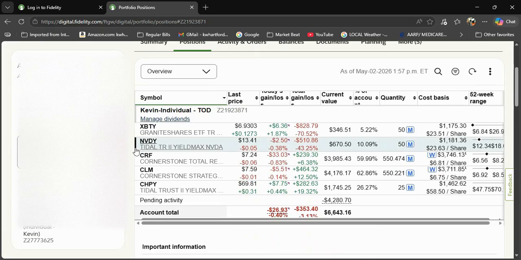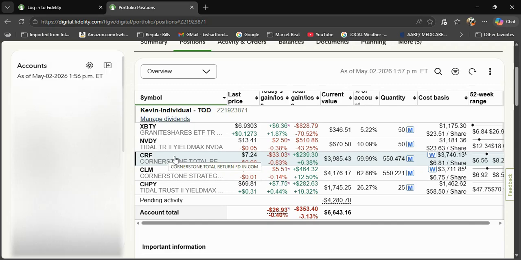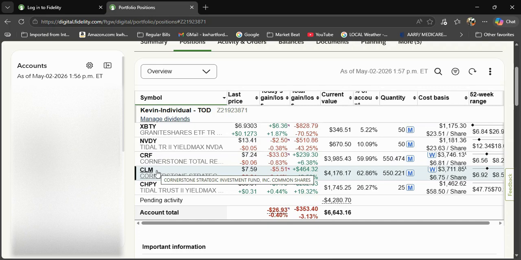So what you want to do is here, CRF, price per share, current value, and the quantity is 550 shares, and CLM, $7.59 a share, and we own 550 shares of that. So we're going to be recommending that our kids do something that we need to be able to show them that we're doing it ourselves. Okay, so that is that for now.